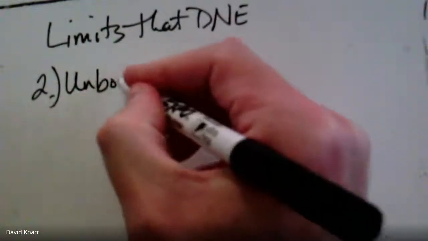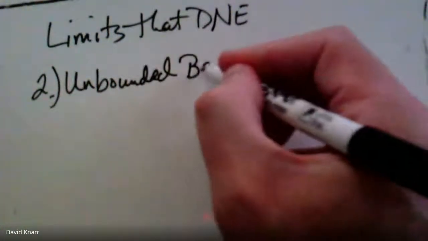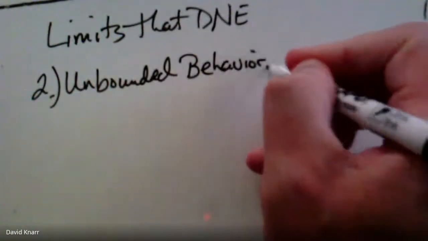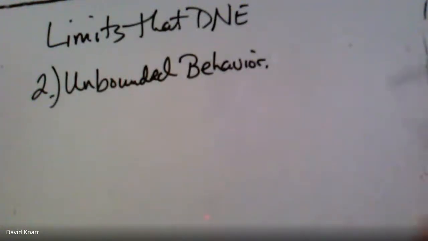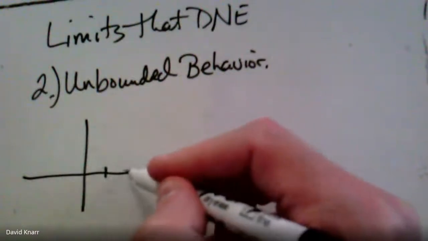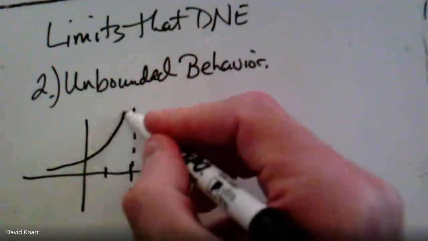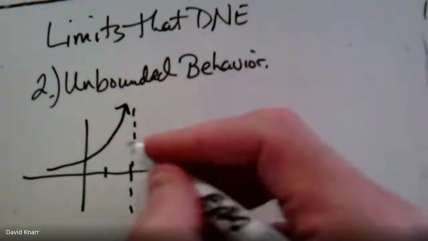Let's talk about the second one. Now, the second one, we really didn't talk about yesterday. I didn't even mention it, but there's a reason for that. The second type of limit that doesn't exist is a limit that has unbounded behavior. So what do I mean by that? Well, like I said, we actually saw this yesterday: asymptotes and graphs at asymptotes.